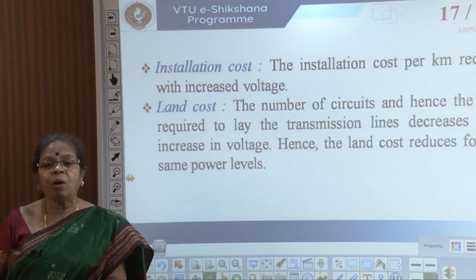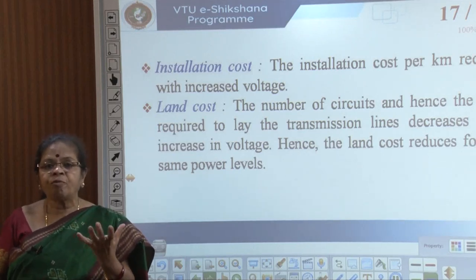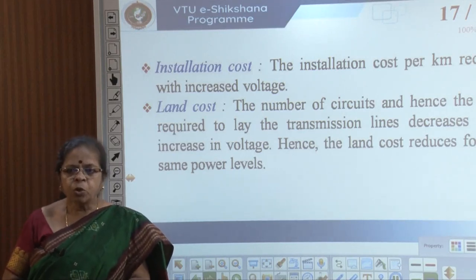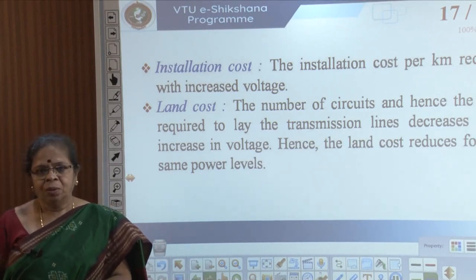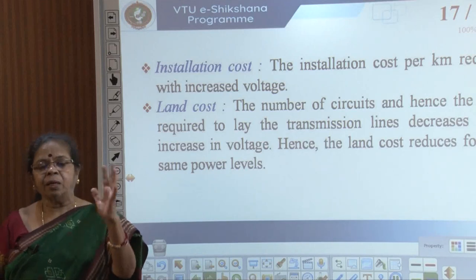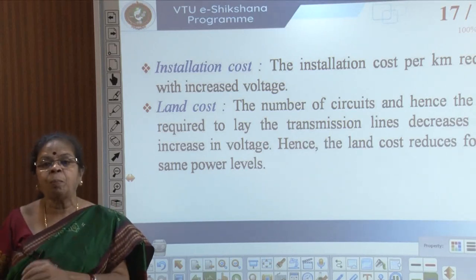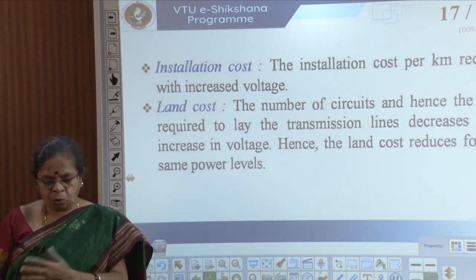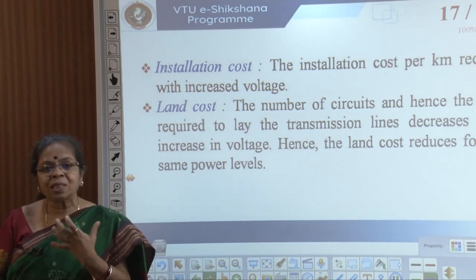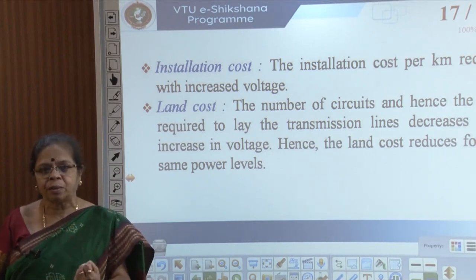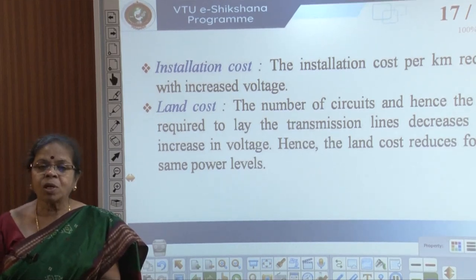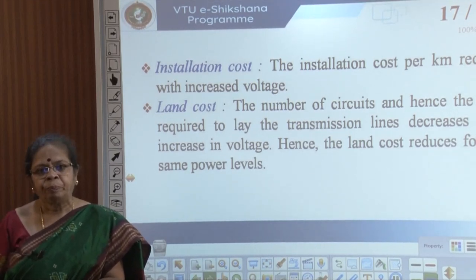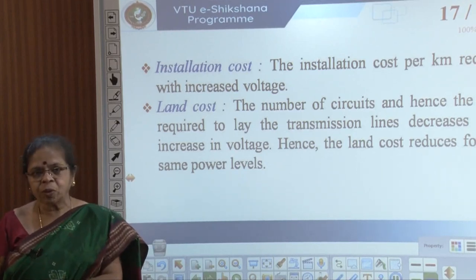So naturally, we have what is called the right of way cost. You can't arbitrarily go and lay transmission lines everywhere. The lines cross somebody's area, somebody's land, so you have to pay for it. The government authority or whoever is laying the lines must buy it or lease it from the person who owns the land. This is called right of way. That cost also will reduce.